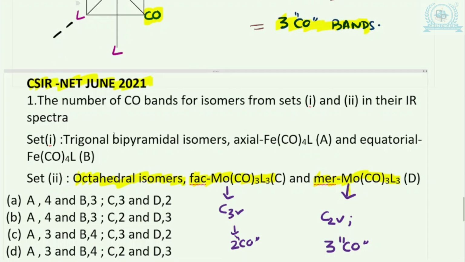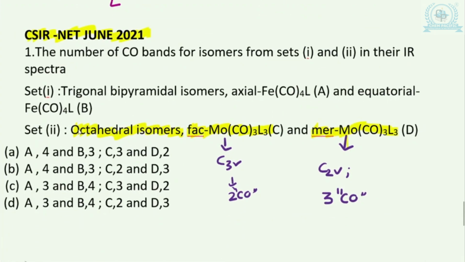ठीक है. So फिलहाल this is your C जो है वो 2 है and D जो है वो 3 है. तो फिलहाल हमें ये दो options सही लग रहे हैं. Then we will, the probabilities are B and C. We will discuss in our next video about the trigonal bipyramidal isomers, and then we will solve this question.